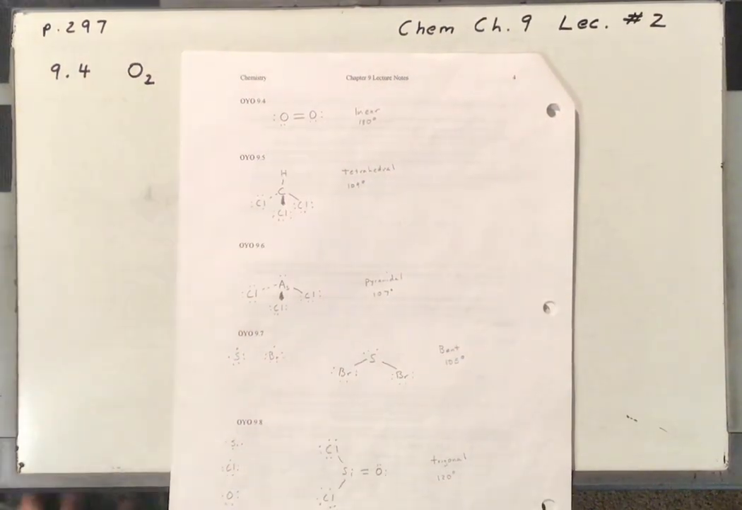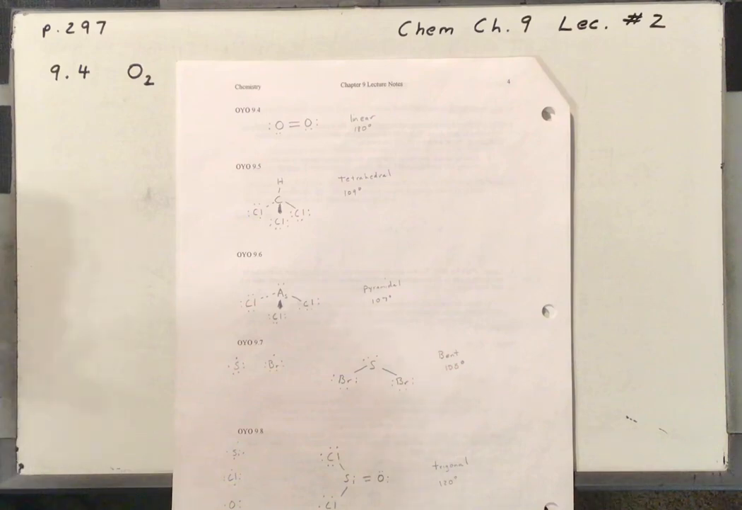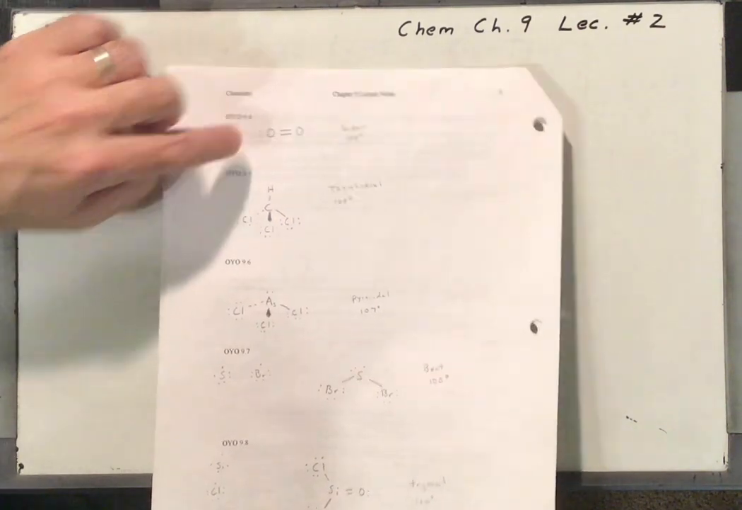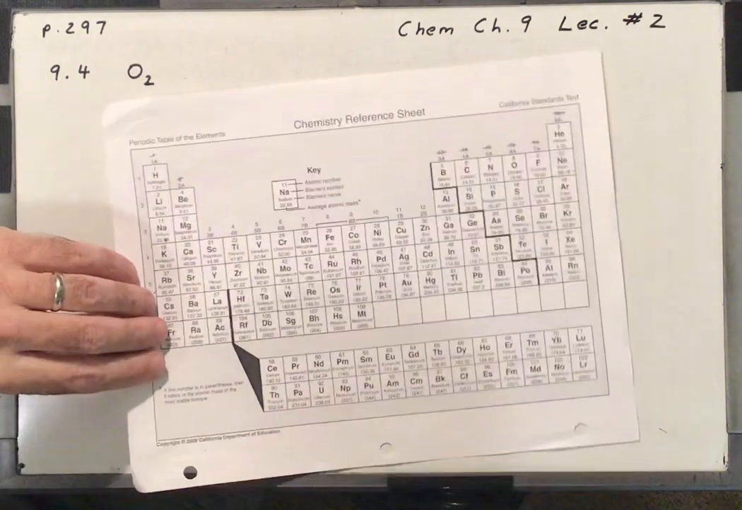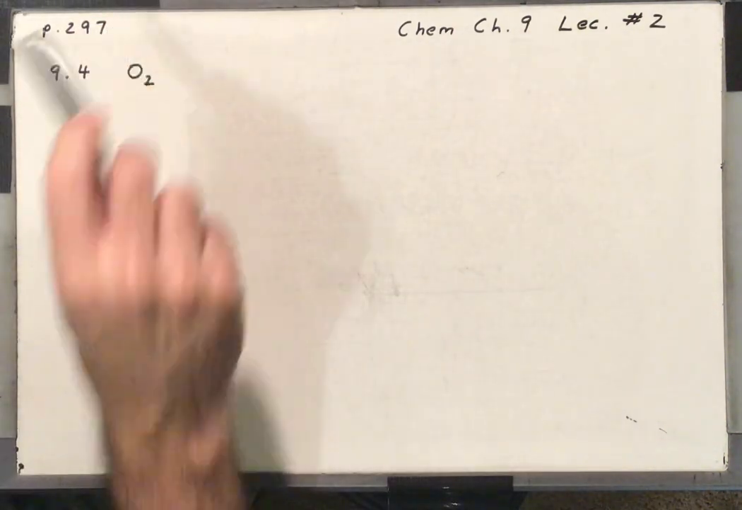Hey, this is Chemistry Chapter 9, Lecture 2. You will need your lecture notes. We're starting at the top of page 4, your periodic table, and open your book to page 297.